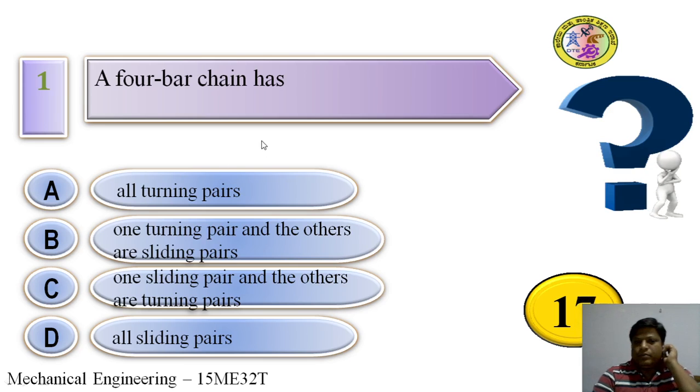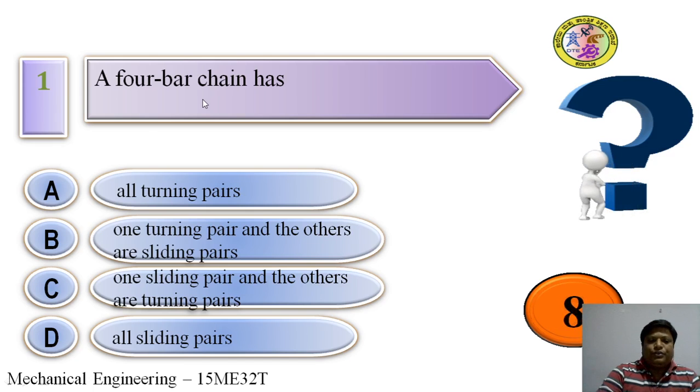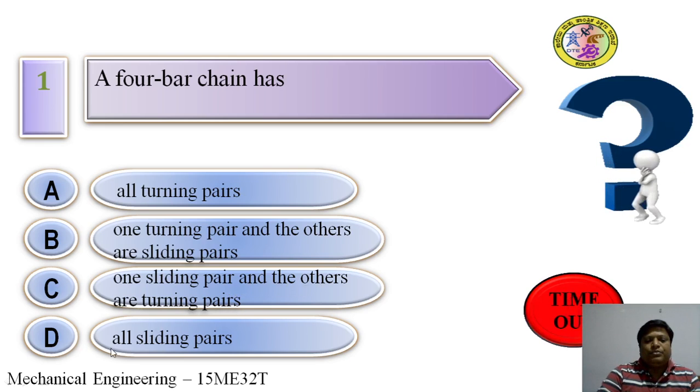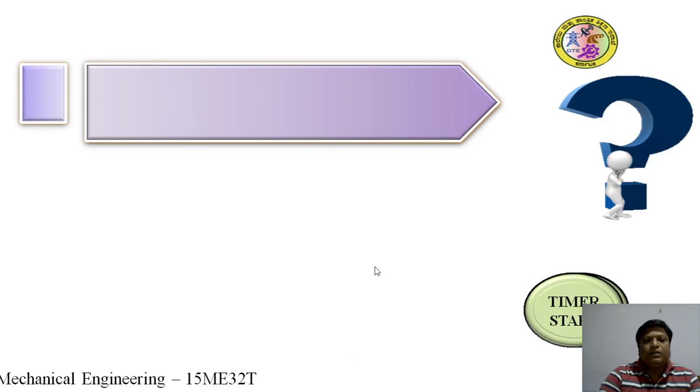Here in a 4-bar chain, you know that a 4-bar chain consists of 4 links. Time is out. So in a 4-bar chain, which consists of 4 links, all are turning pairs. So we'll move to the next question.